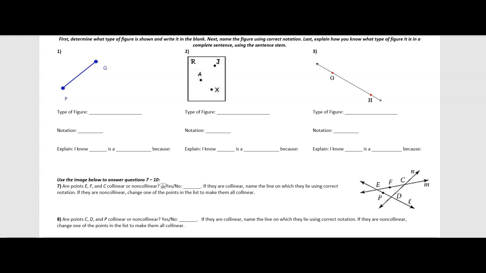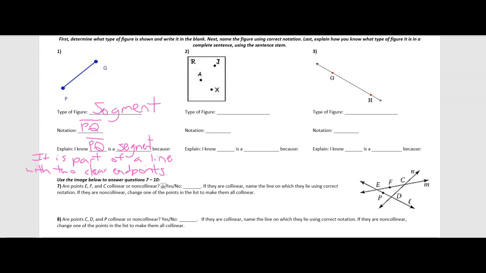All right, so we have a segment here. We would name it as segment PQ. Make sure you do not put arrows on this bar right here, otherwise it would be a line. You of course could switch up the letters and call it QP. I know that QP is a segment because it is part of a line with two clear endpoints, and that just goes back to the definition.